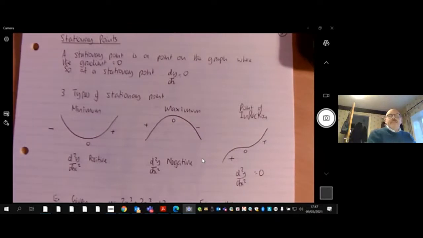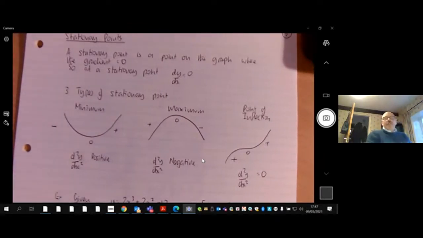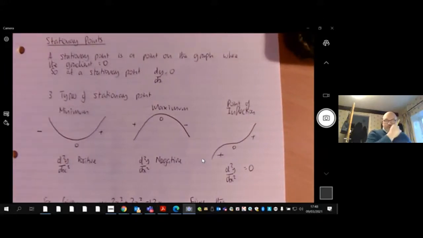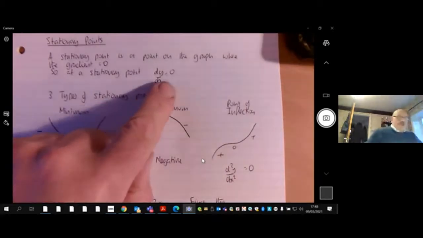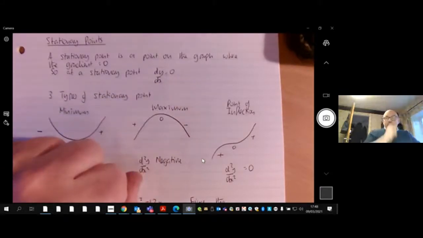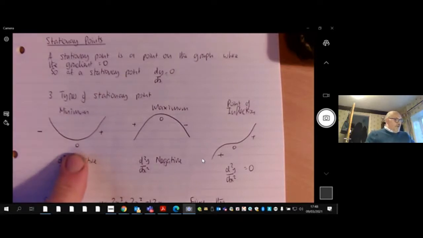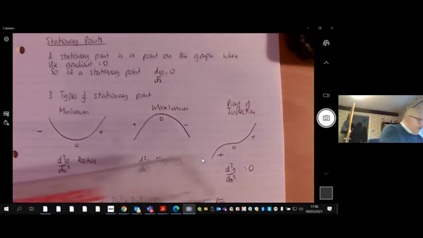Now, stationary points or turning points are the interesting points in the graph, because at a stationary point, the gradient is 0. So if ever you've got to find a stationary point, you put dy by dx, the differential, equals 0, and you'll have the stationary point. There are 3 types. The minimum, where the gradient, there's the actual point, the gradient is 0. That's the gradient of the tangent, look, is 0.